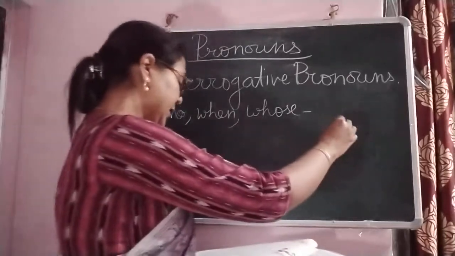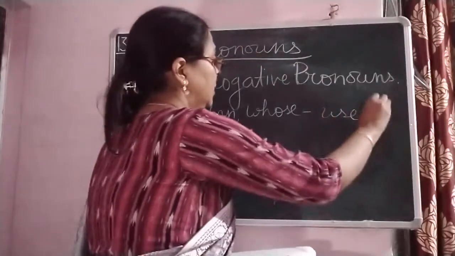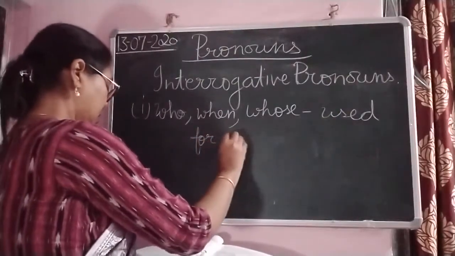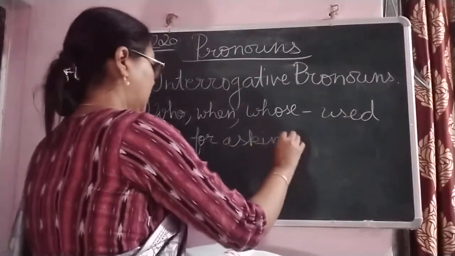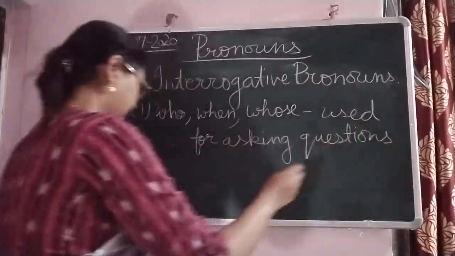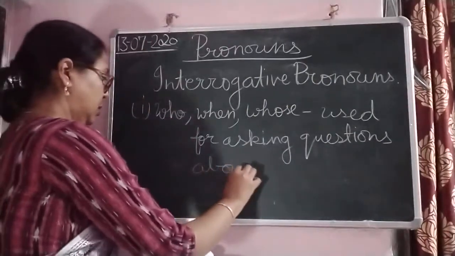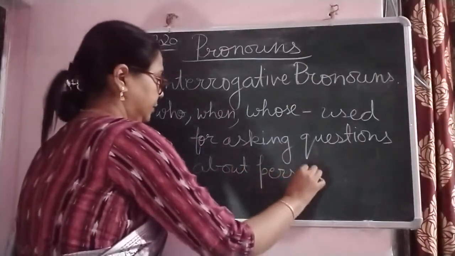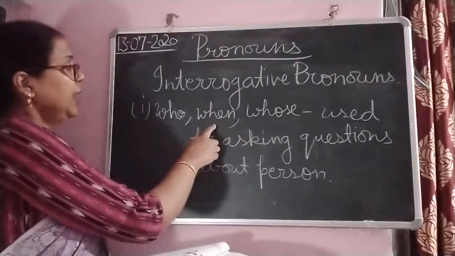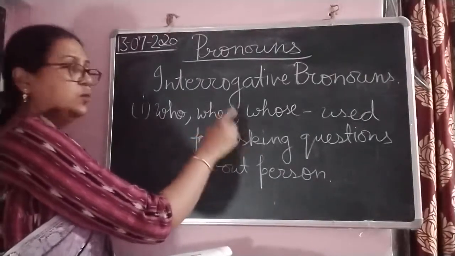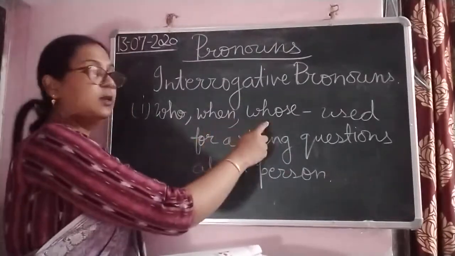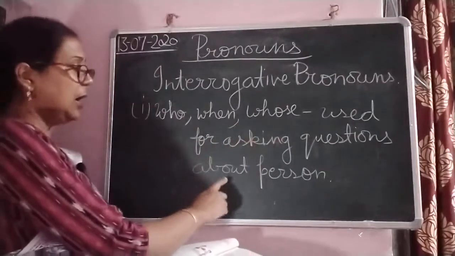So again I am going to write over here. You just note it down because it is very useful. Used for asking questions about persons. Who is your uncle? When he came to the house. Whose pencil is this? So these types of words we are going to use for asking about a person.